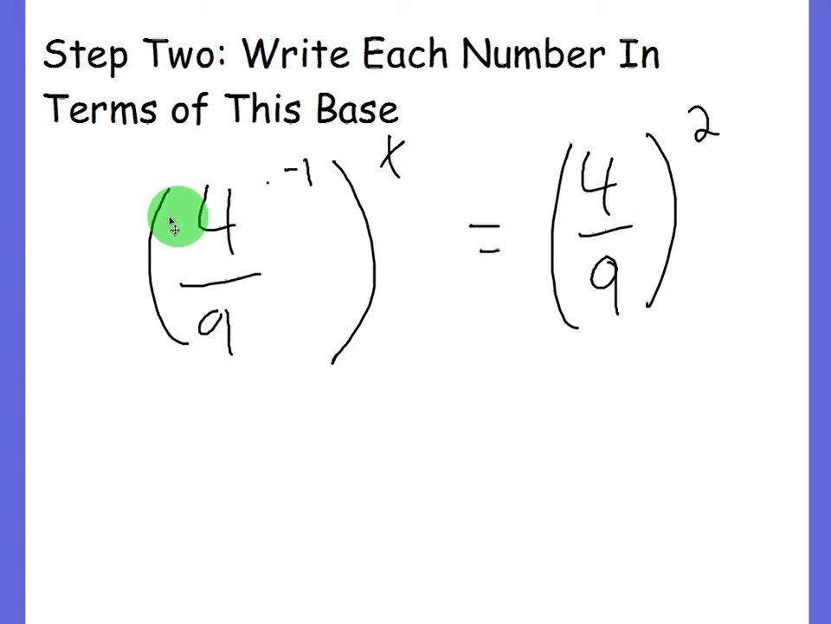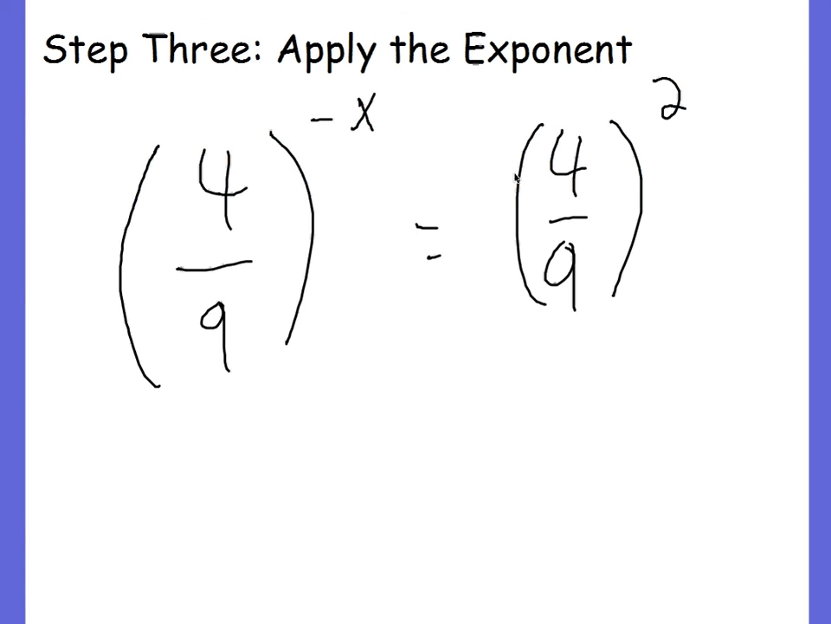And again, the reason we do that is because when you have a common base, you can just set the exponents equal to each other. Okay, so what is 4 over 9 to the -1 to the x power equal? How would you multiply these two? -1x, yep. And then that's just 2. Yeah, exactly. You can just write negative x or negative 1x. It doesn't matter. At the end of the day, you get the same answer.